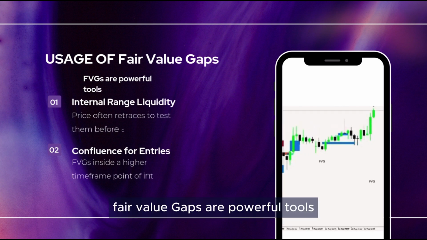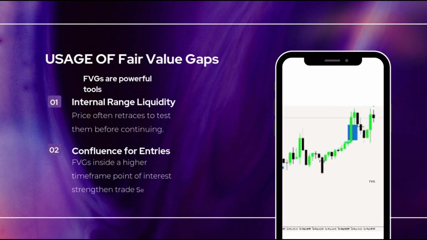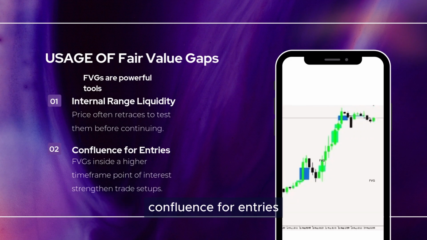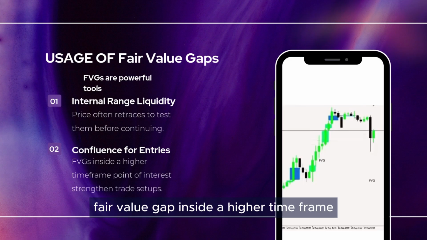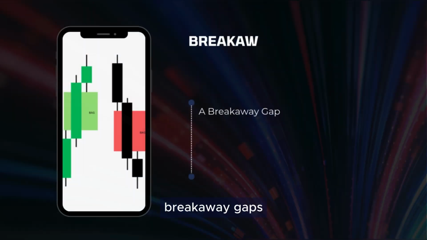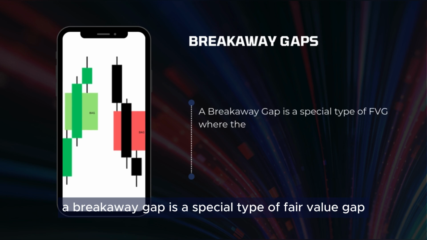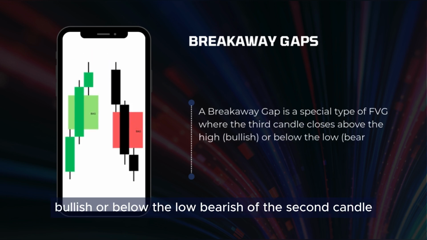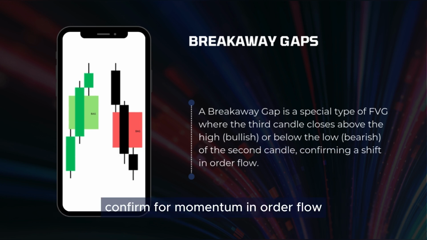Usage of fair value gaps. Fair value gaps are powerful tools. Internal range liquidity. Price often retraces to test them before continuing. Confluence for entries. A fair value gap inside a higher timeframe point of interest strengthens trade setups. Breakaway gaps. A breakaway gap is a special type of fair value gap where the third candle closes above the high, bullish, or below the low, bearish, of the second candle, confirming momentum in order flow.